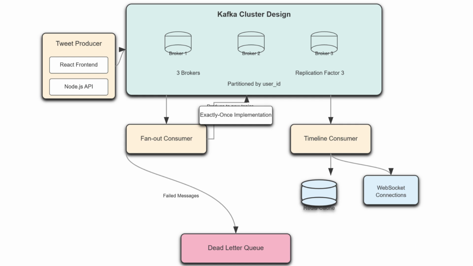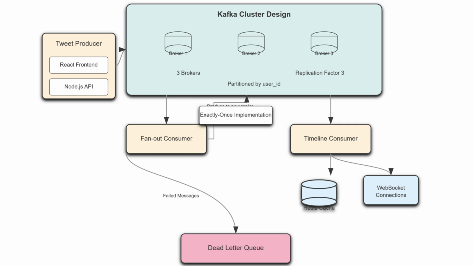The message flow starts when a user posts a tweet from the front end. This goes through a Node.js API, which then acts as a Kafka producer, sending the tweet to our tweets topic. A fan-out consumer service reads these tweets, calculates who needs to see it, and then produces timeline update messages to another topic. Subsequently, a timeline consumer picks up these updates, refreshing our Redis cache and pushing real-time notifications to connected users via WebSockets.